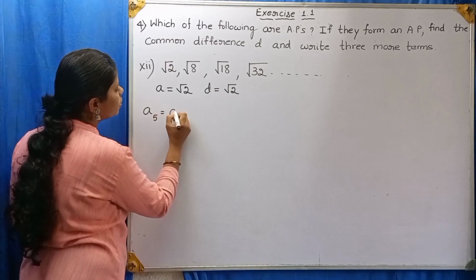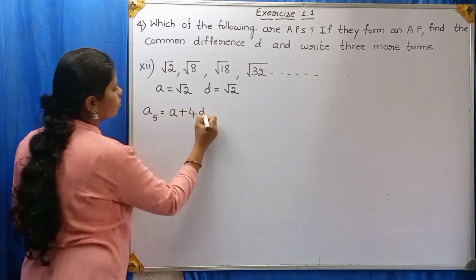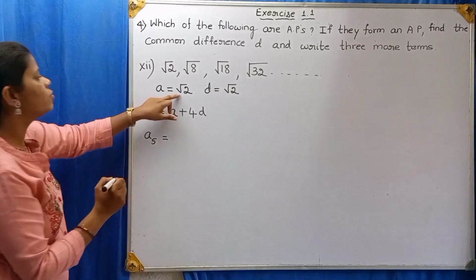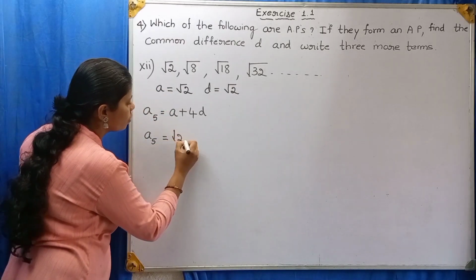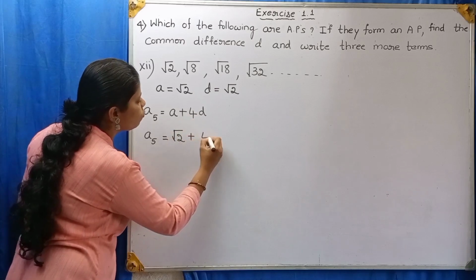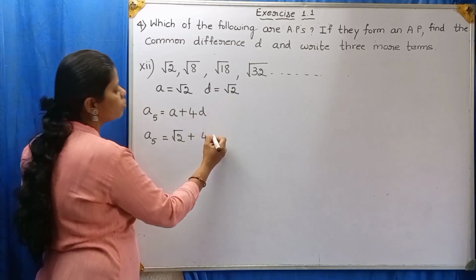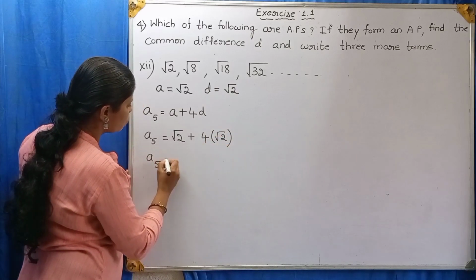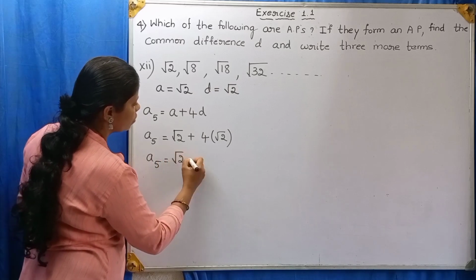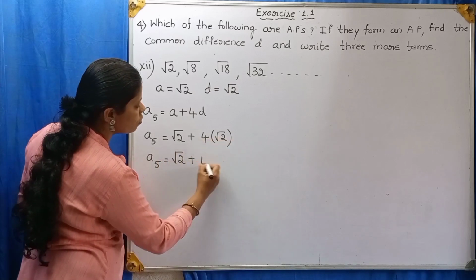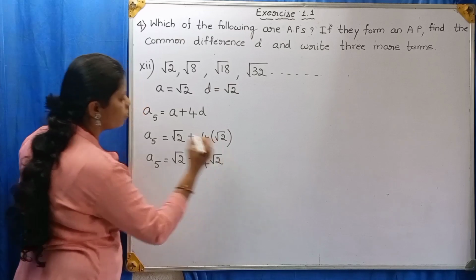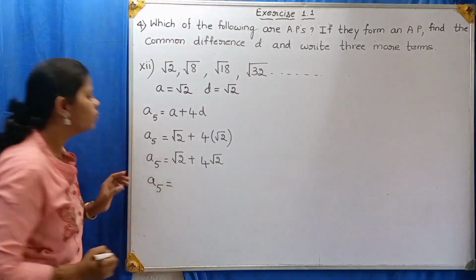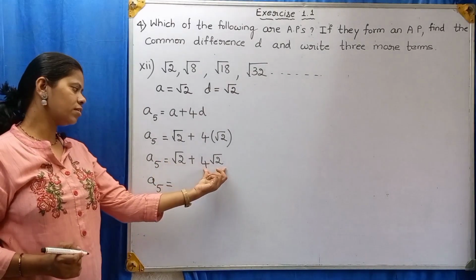A5 is equal to a plus 4d. Then A5 is equal to a, which is root 2, plus 4 into d. What is d? Root 2. That is A5 is equal to root 2 plus 4 into root 2, which is 4 root 2.